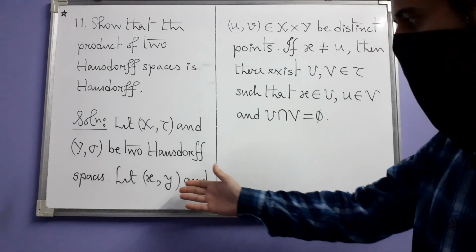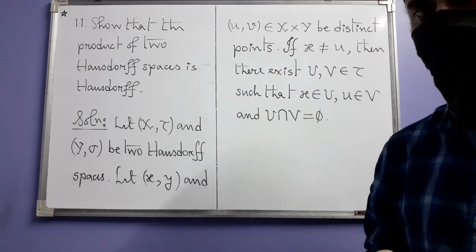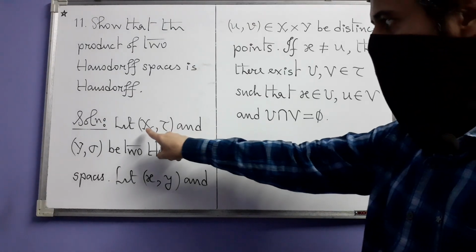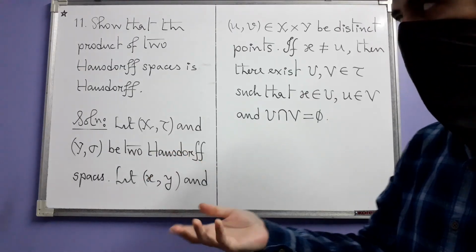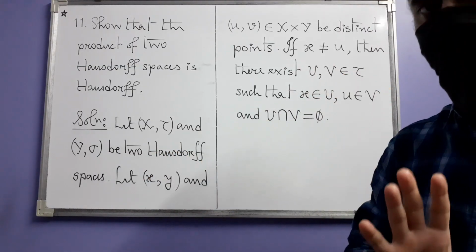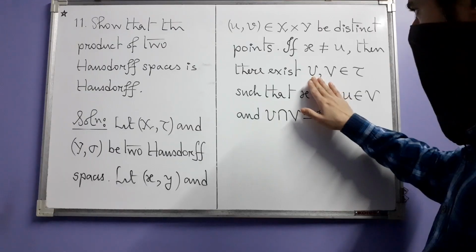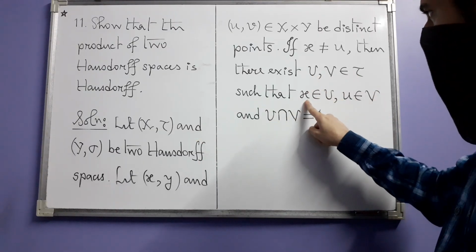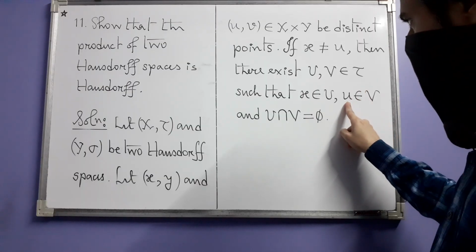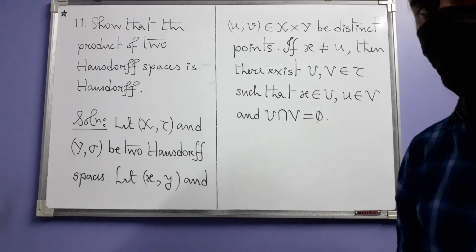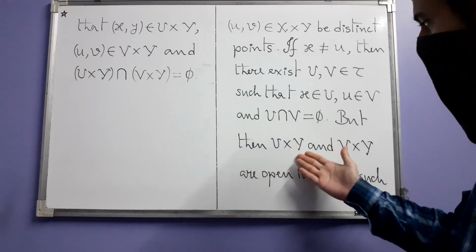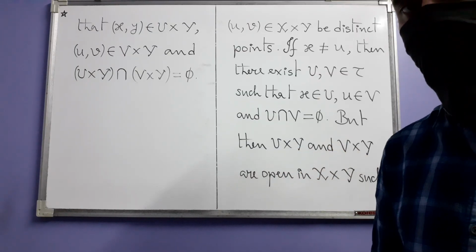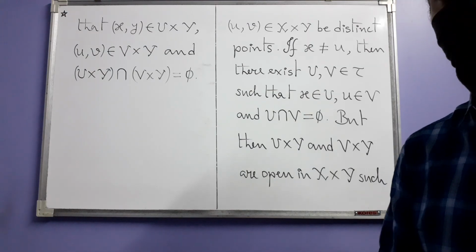Now if it happens that the first coordinates of these two points are different, that is x and u are different, then because they belong to the space X which is Hausdorff, they will have disjoint neighborhoods. That means there will exist open sets U and V in the topology τ such that U is the neighborhood of x, V is the neighborhood of u, and they are disjoint. But then U × Y and V × Y are open in the product space X × Y. That is, they are open in the product topology.